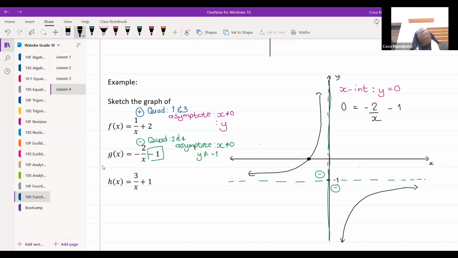Now I have to solve for x. What's my next step? To take the minus 1 over. And it becomes? A positive 1 is equal to negative 2 over x. Good. My next step? To cross multiply. Excellent. So I'm going to end up with 1x, which is just x, is equal to negative 2. Beautiful. Do you see, Jasmine, you've just given me my x-intercept.